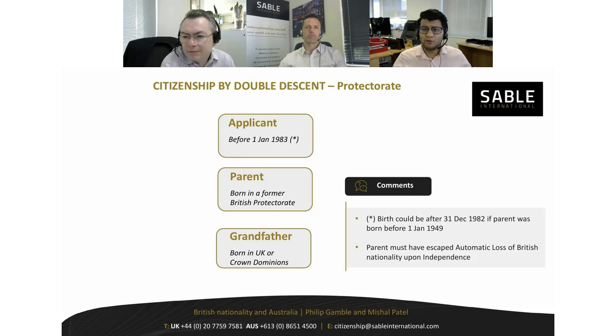Now, where the applicant is born after 1st January 1983, again, they are rare, but we do see claims with the same sort of connections here. Obviously, the parent must, in that case, be born before 1st of January 1949. So again, it's very much based on dates. Even though the applicant is born on or after 1st of January 1983, for the claim to work, his mother or father should have been born in a former British protectorate before 1st of January 1949. So sometimes it's just about dates and not just the place of birth.